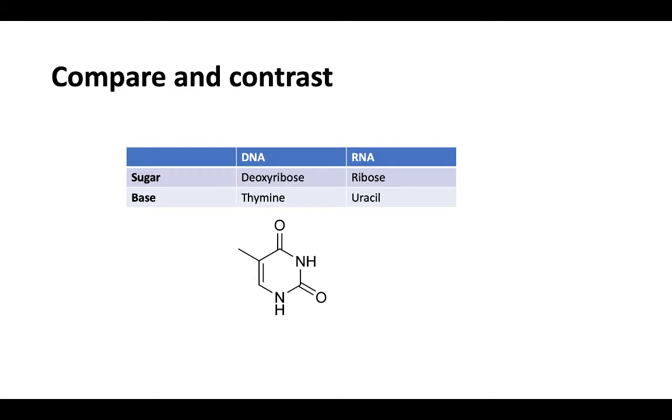Another difference is a base. Remember that DNA has thymine, RNA has uracil. And if you look at these structures, you'll notice they're almost identical, except thymine has a little extra carbon on the side. And this is why when DNA and RNA interact with each other, adenine can bond to uracil, and adenine can also bond to thymine. We'll talk about that a little bit later, again in Chapter 14, when we talk about protein synthesis.